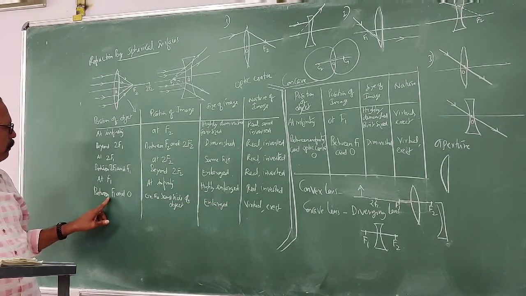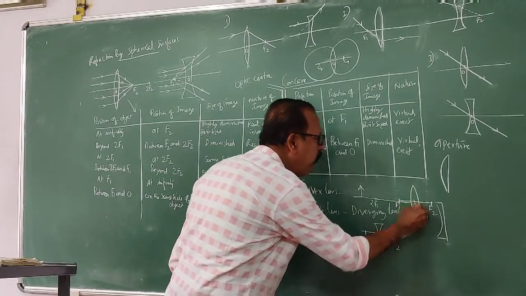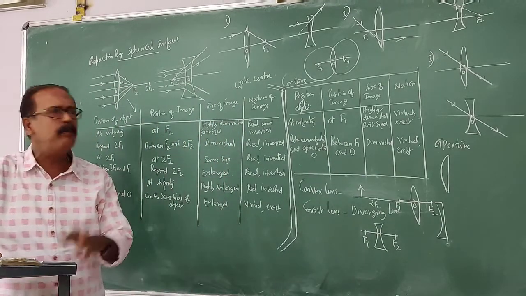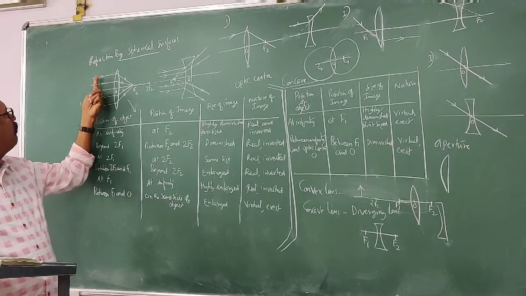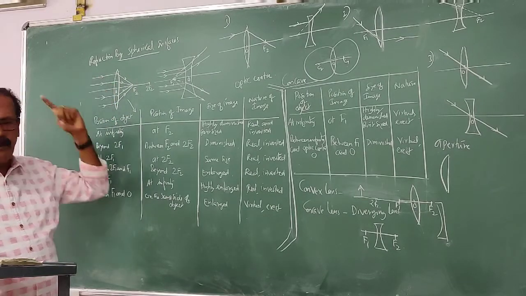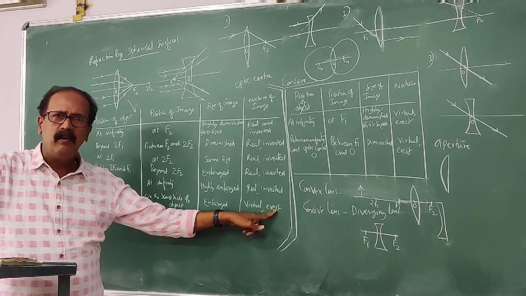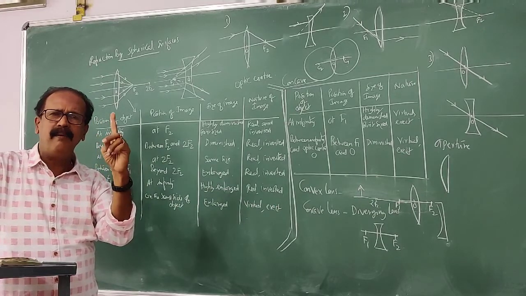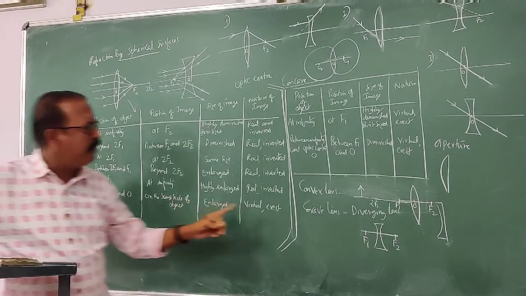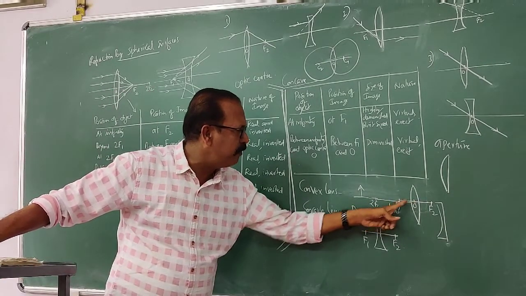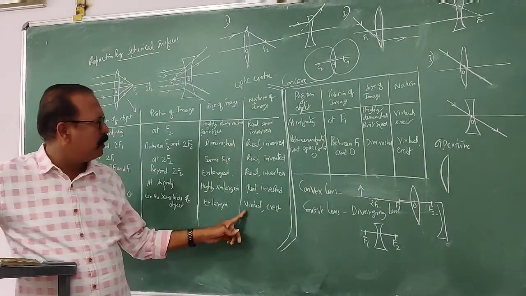When the object is kept between f1 and O, between focus and optic center, a virtual image is formed on the same side. We will draw it and show. It will be a large image, virtual and direct. So the only position where the convex lens forms a direct image is when the object is kept between F1 and optic center. We get the image on the same side, enlarged, virtual and erect.